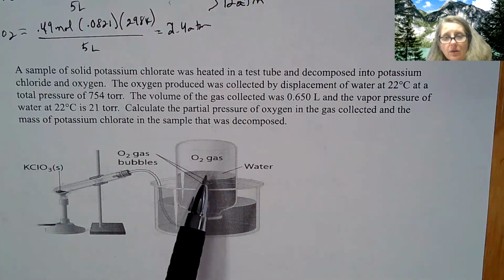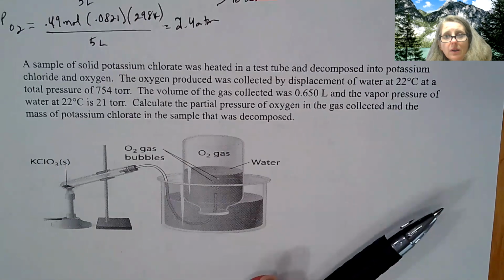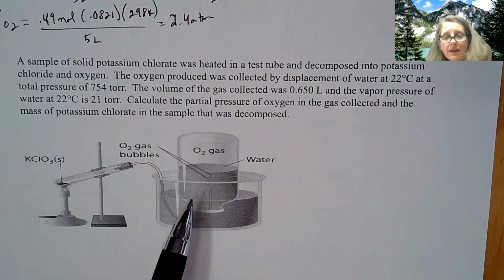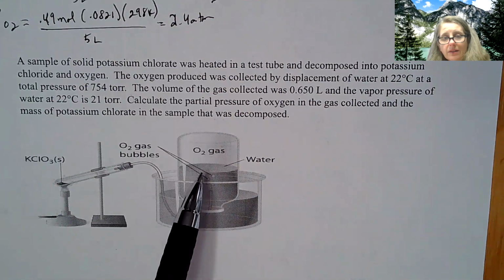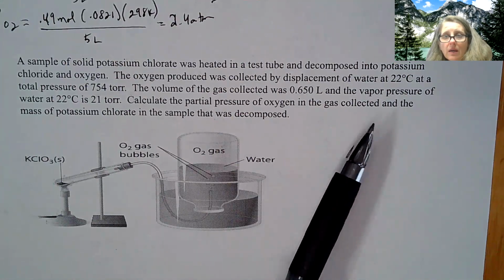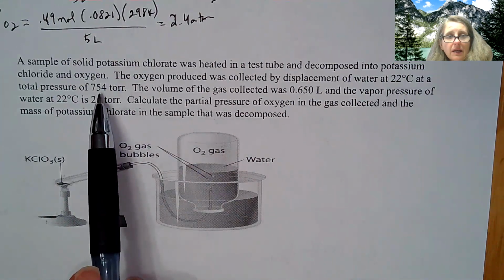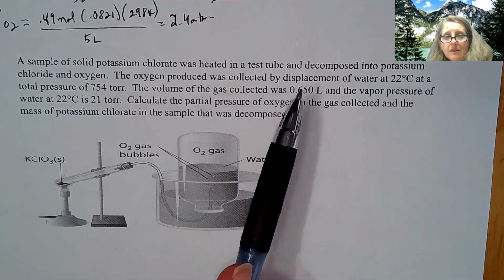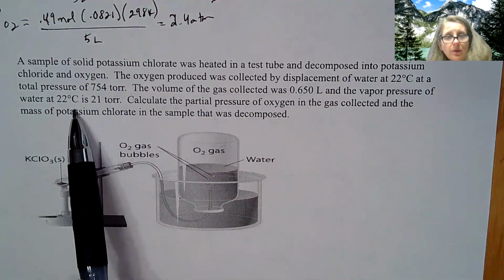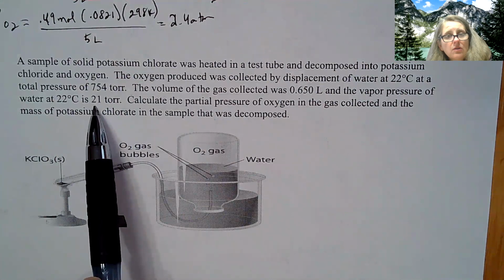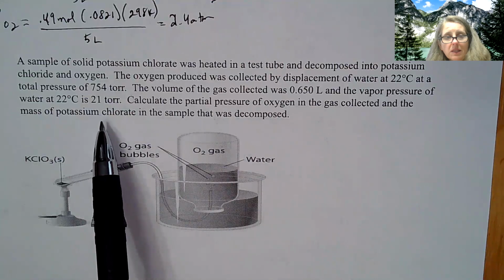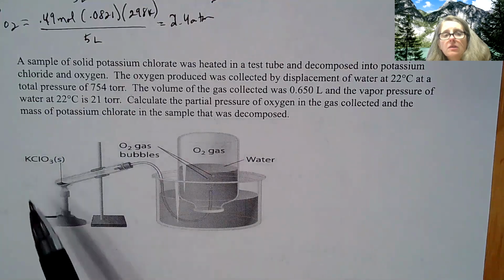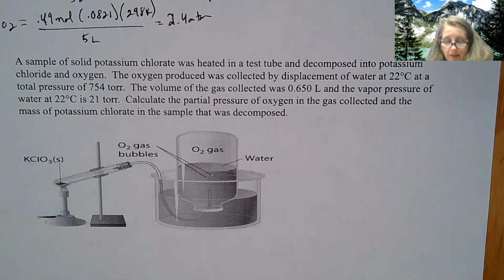This container was at the start of the experiment filled up completely with water, and then as the gas bubbles through it, it pushes the liquid down into this other container, and the distance between where you are displacing it is going to be the volume. So this happened at 22 degrees Celsius. I got 754 torr. The volume of the gas collected is 0.65 liters. The pressure of water is 21 torr, and I'll explain that. Calculate the partial pressure of oxygen in the gas collected and the mass of the potassium chlorate in the sample that was decomposed. This is a pretty typical problem you see even on the AP test.